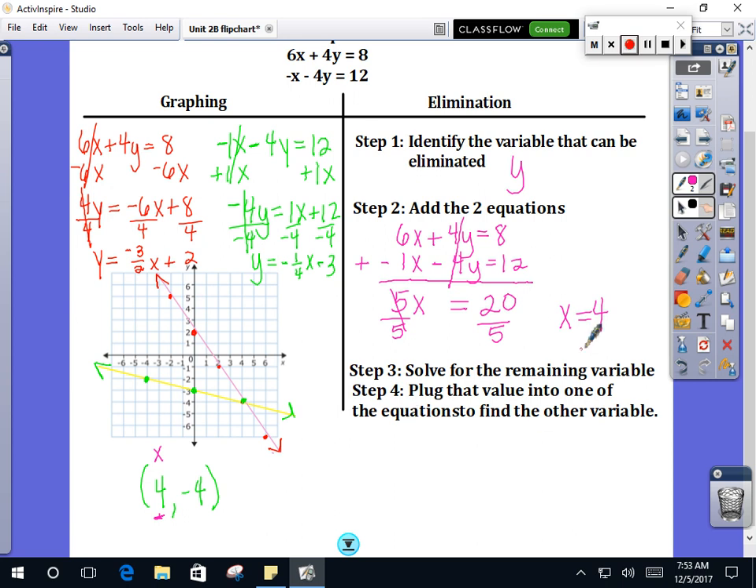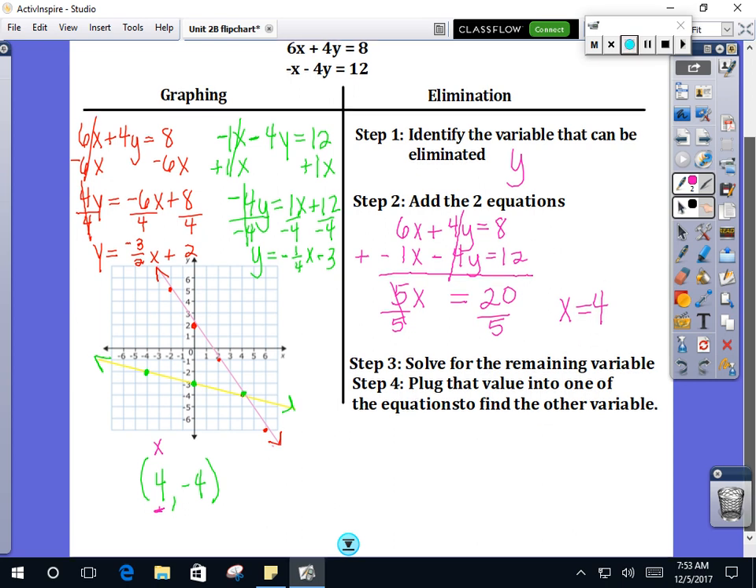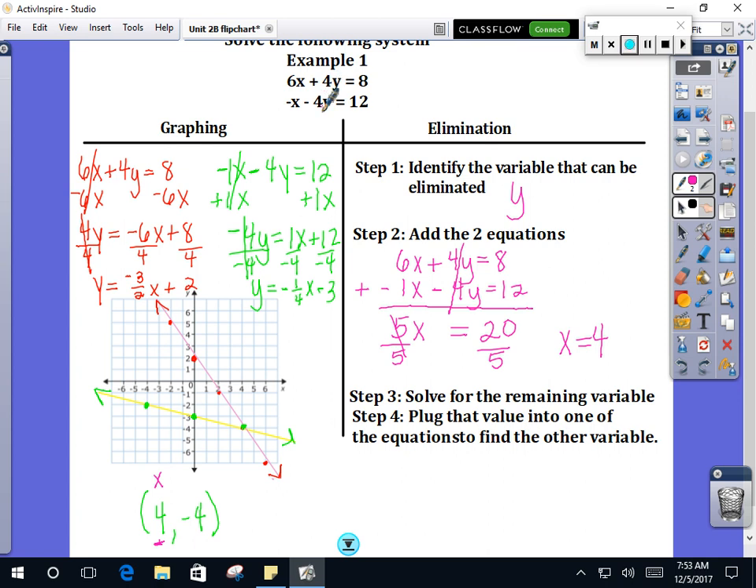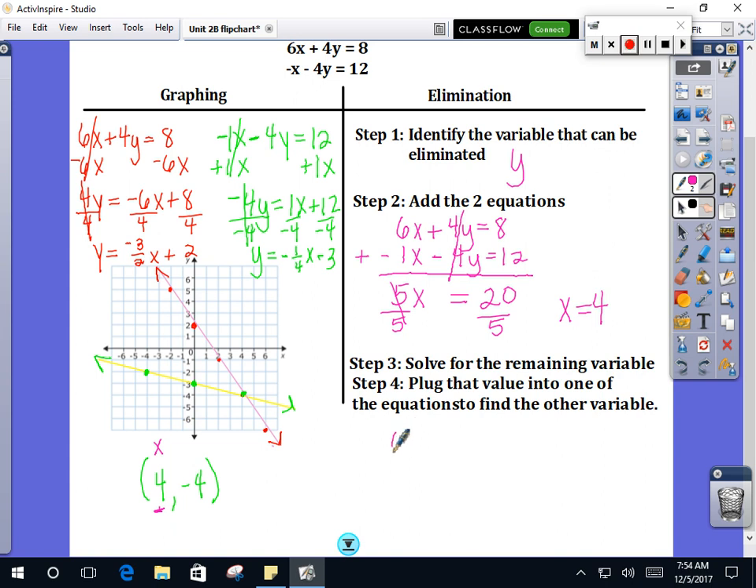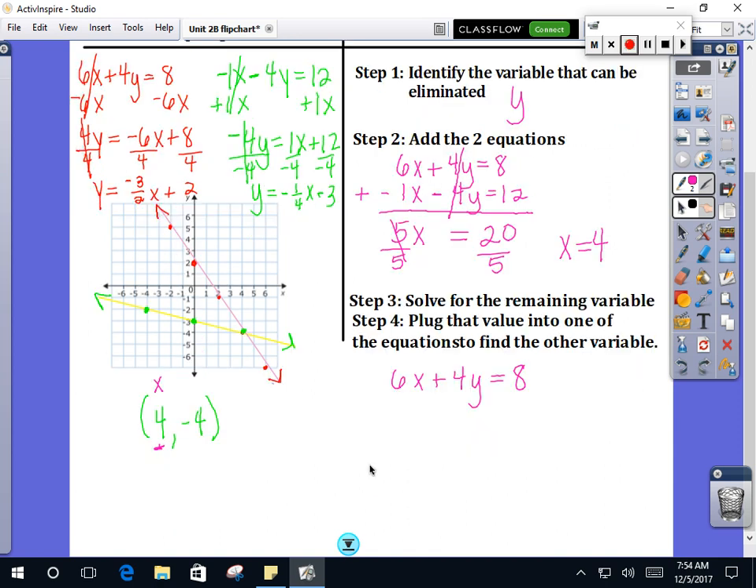Okay, now, to find the y value, you're going to pick either one of these equations you want to work with. I'll just choose to go with the top. It's 6x plus 4y equals 8. We now know that our x value is 4, so I'm going to replace that x with a 4. So 6 times 4 plus 4y equals 8. That then becomes 24 plus 4y equals 8.